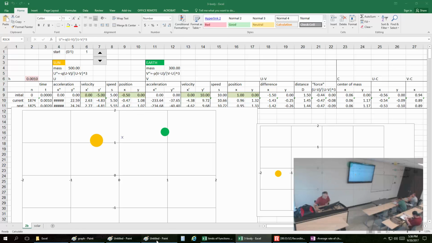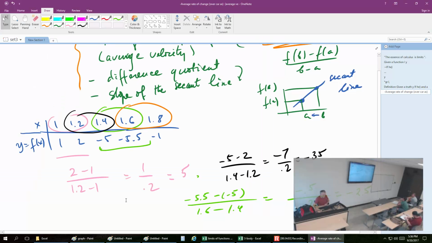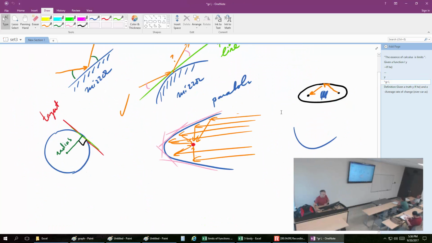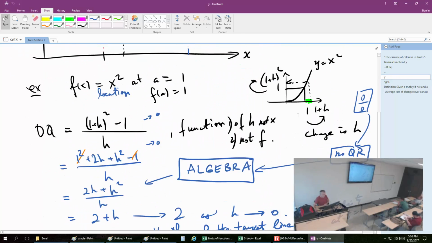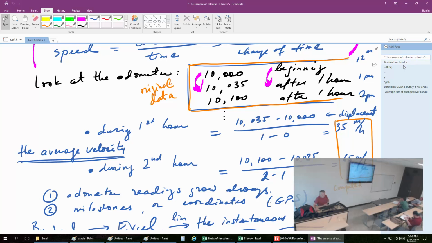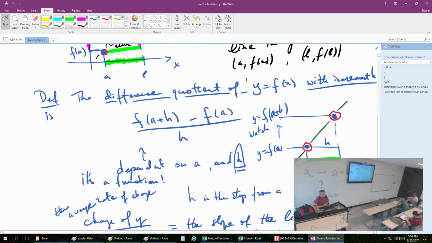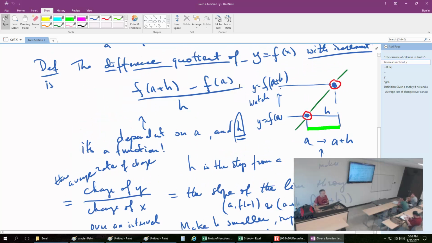But this is where you start. This is how you reassemble the function from its derivative. So this is what we have talked about. This is an exact computation, which is not very practical for modeling. By definition, it's still an average. The average is the difference quotient, and if we take the limit of the difference quotient, that is called the derivative.